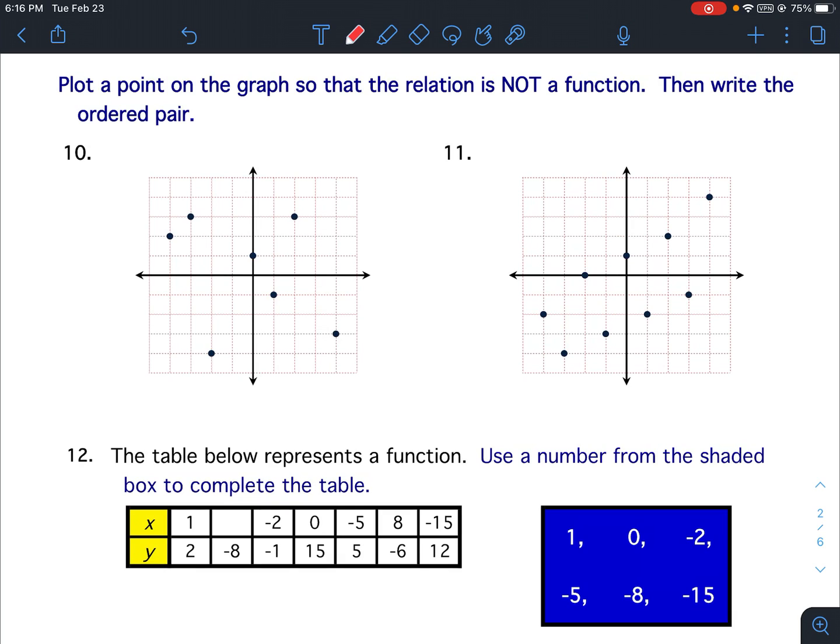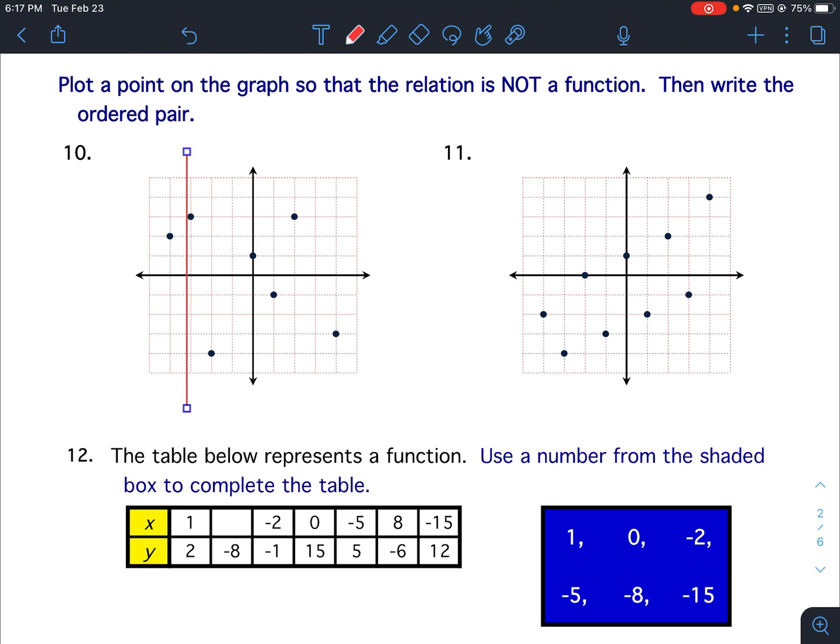Introducing Functions Lesson 12 worksheet. For questions 10 and 11, it says plot a point on the graph so that the relation is not a function. Then write the ordered pair. Every year somebody's like, function, function, and they move on. That's not what it's asking you to do.